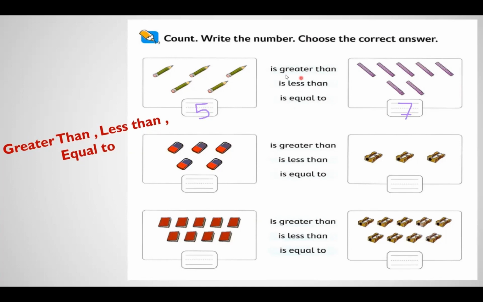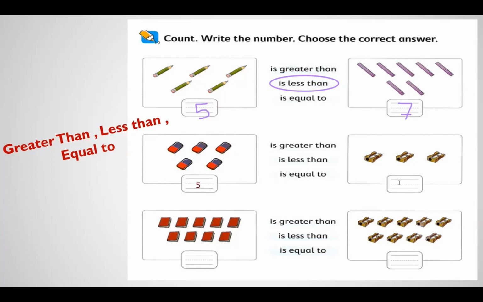Can you remember, we said less than means small. Greater than or more than means big. And equal means they are the same. Okay, so what are we going to choose? Number 5 here is, yes, smaller. And smaller means less than. So we can say 5 is less than 7. Next, how many erasers can you see here? Count. Yes, they are 5.